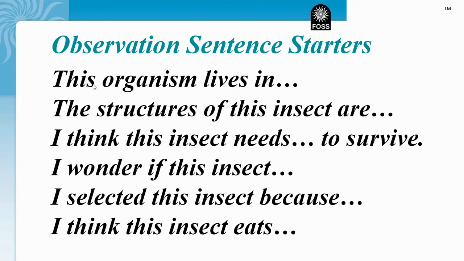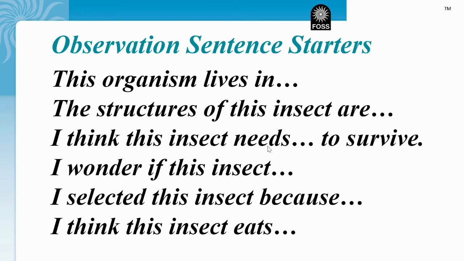So my sentence starter: This organism lives in, well, the worm lived in the dirt. The spider lived in the web. Another sentence that you can use: The structures of this insect are, well, we learned about some of our isopod structures, so you can talk about that. I think this insect needs blank to survive.